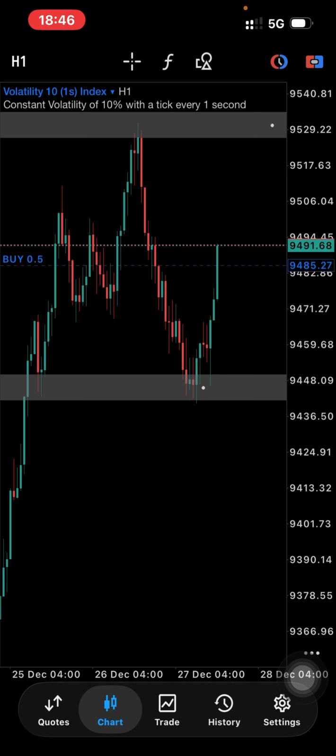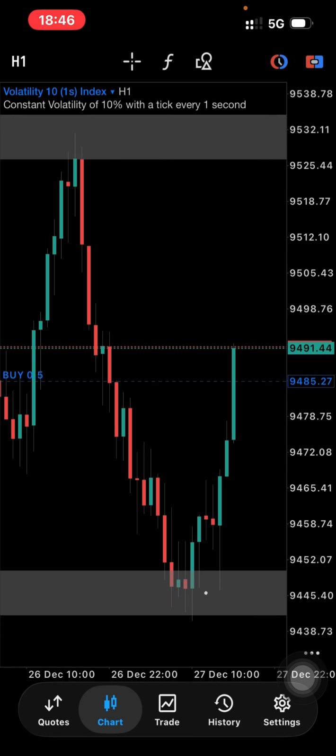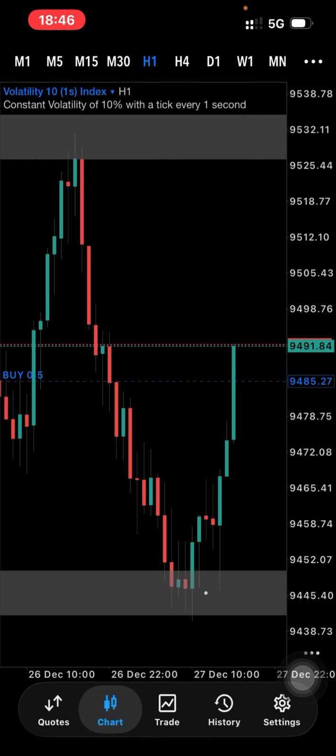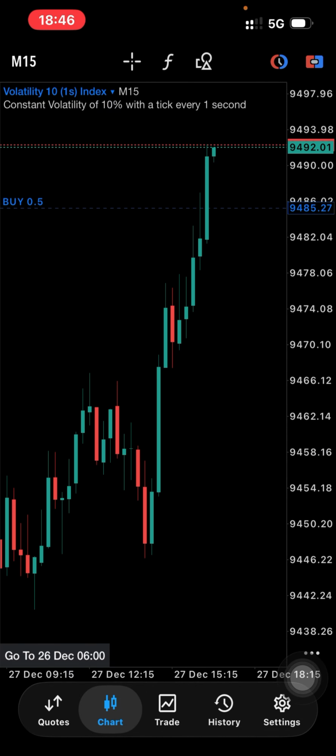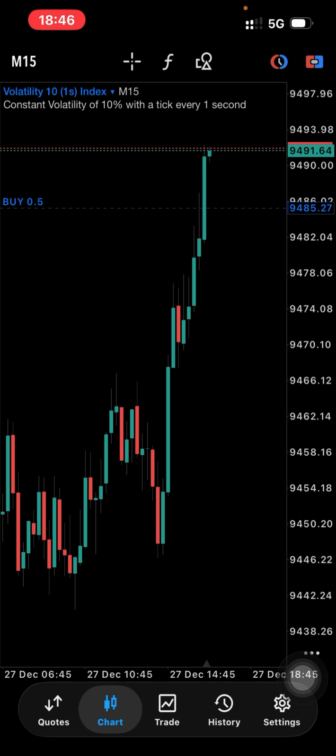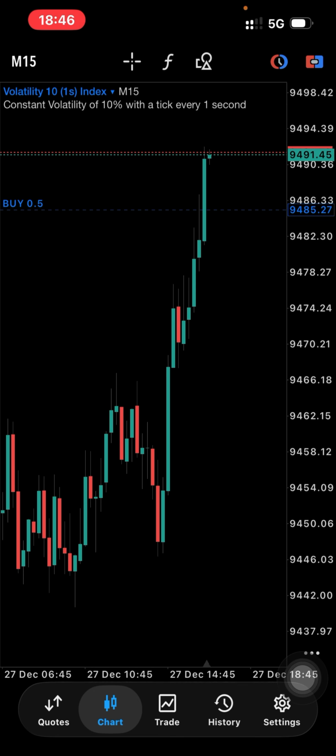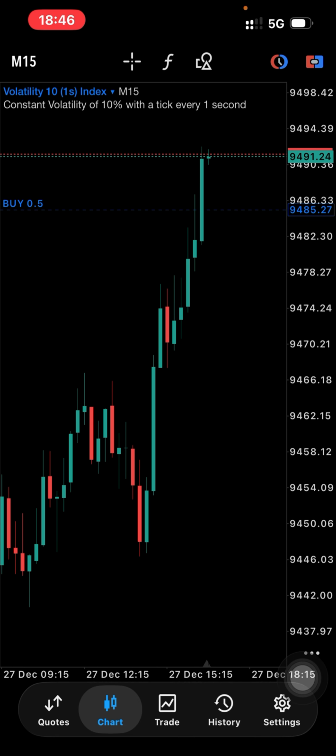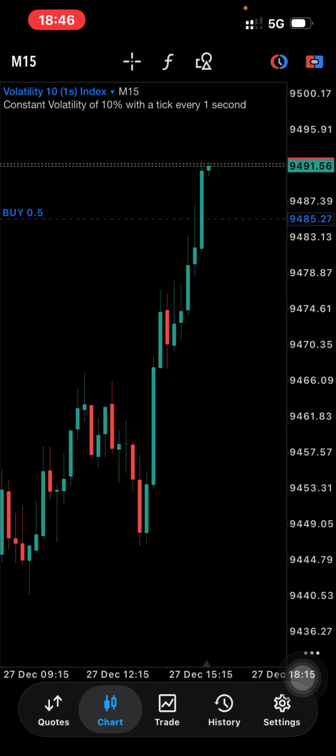Yeah, the trade has finally gone in our favor. As you can see, we've had a major push to the upside. So let's just go to the 15-minute chart. We just had an open of a new 15-minute candlestick. So let's just see how much we have made.